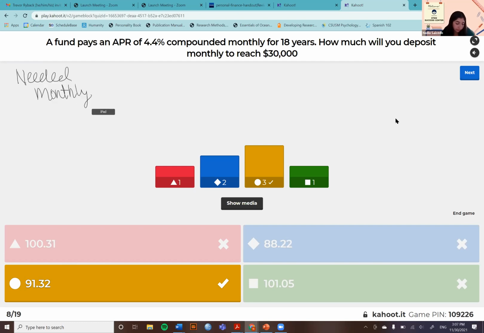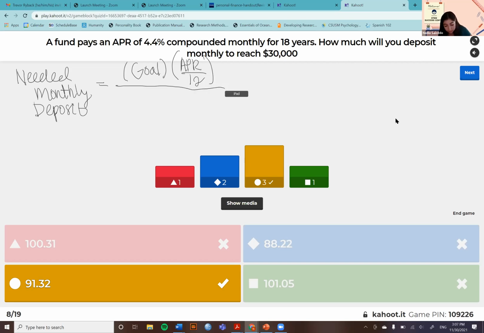I always try to look at the question and think about what they're asking. In this case, how much will you deposit monthly? So, needed monthly deposit. That's how you differentiate which formula to use. In this case, it's going to be our goal times APR over 12, all of that divided by 1 plus APR over 12 raised to the exponent of n times y, minus 1.